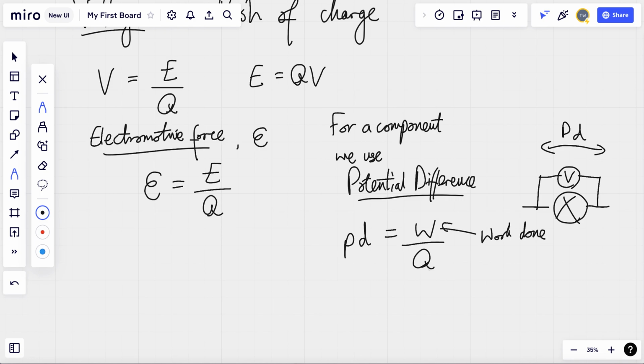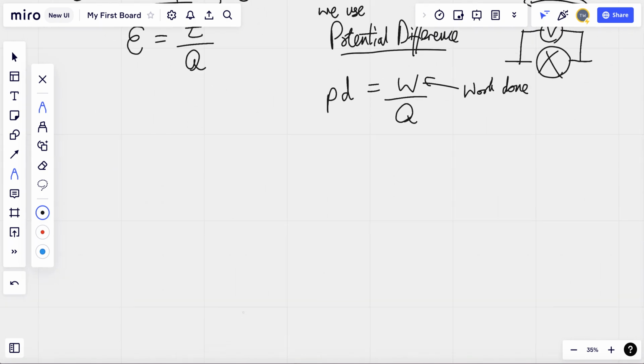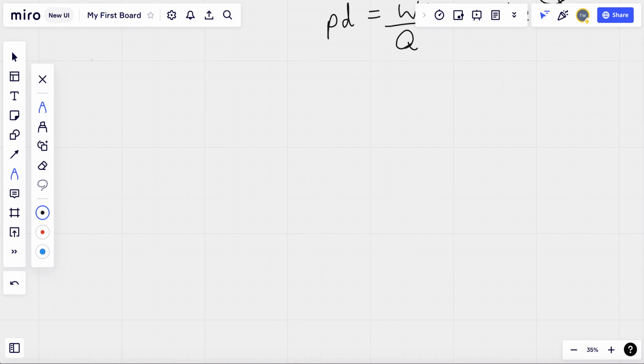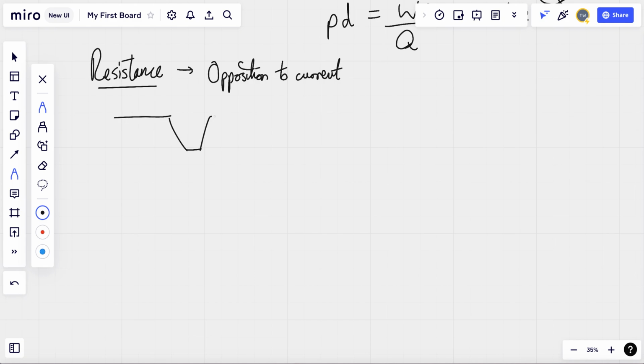The last thing to talk about before I set you on your way is resistance. Again, you know about this already. Resistance is just the opposition to current. So it's whatever is restricting the flow of electrons. I always like to think of this diagram. I think this is a useful diagram to look at.